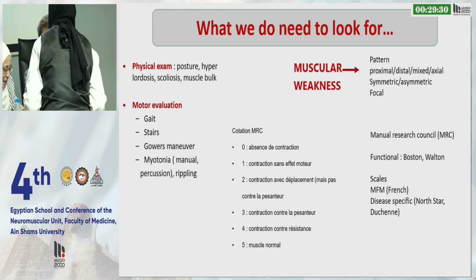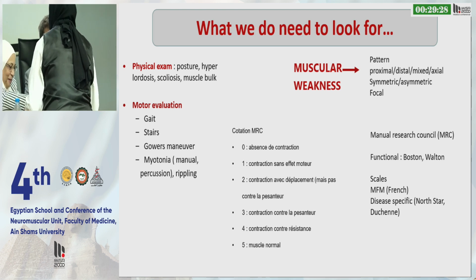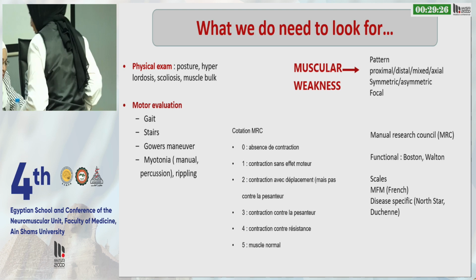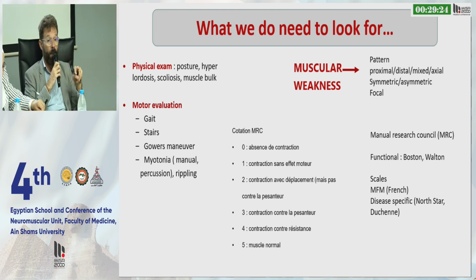You need to make your patient walk, run, and climb stairs. You need to check for the maneuver that is the Gowers' maneuver. That is a very good hint for a proximal muscle weakness. And then you have to evoke, for example, the myotonia with manual percussion with the hammer, or the rippling phenomenon.